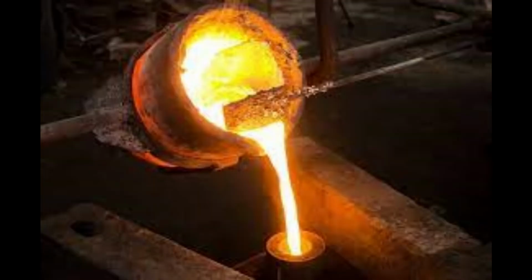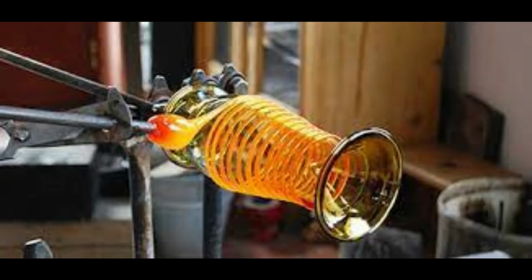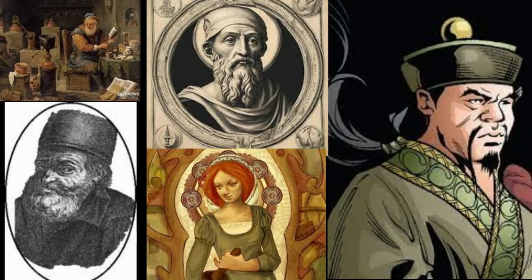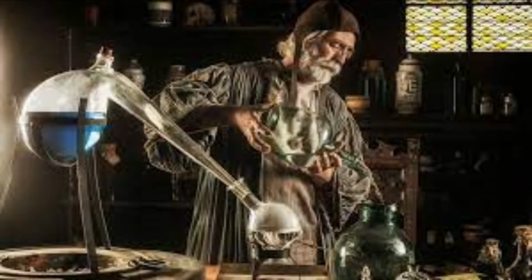Smiths learned to combine copper and tin to make bronze. Crafters learned to make glass, leather workers tan hides. Some of the world's most famous scientists indeed believed that iron could be turned into gold, and several of them tried desperately to make it happen for hundreds of years.